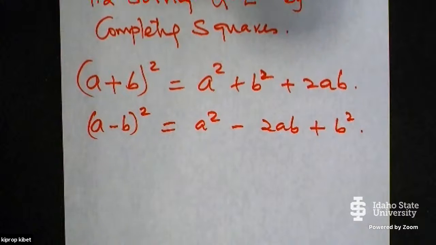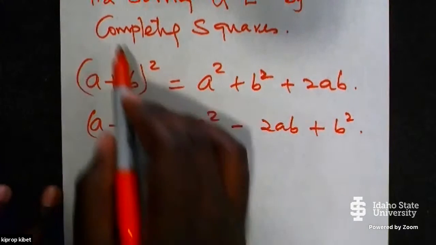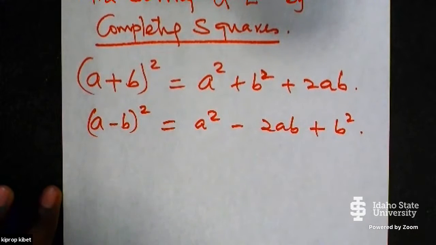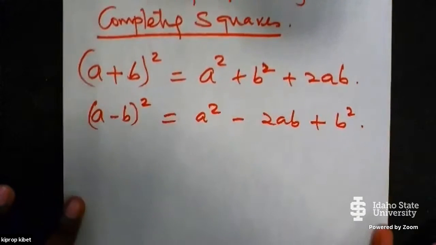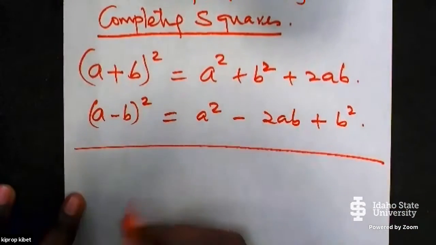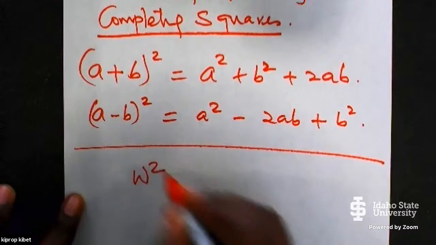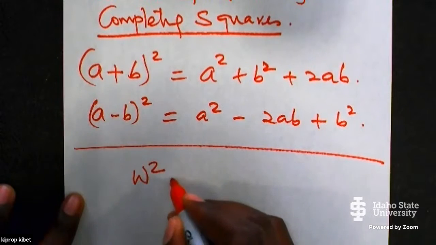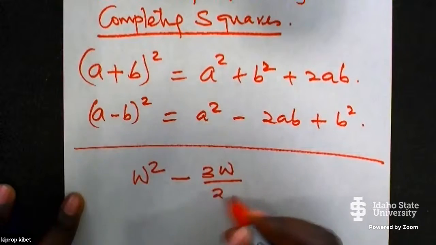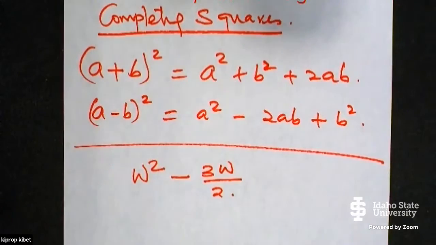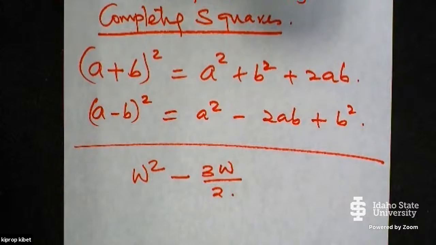So let's do one example on a binomial expression, and then on a quadratic expression, and then we come to using completing the squares to solve a quadratic equation. So, for example, if we are given w squared minus 3w all over 2, now complete the square to make a perfect square trinomial.